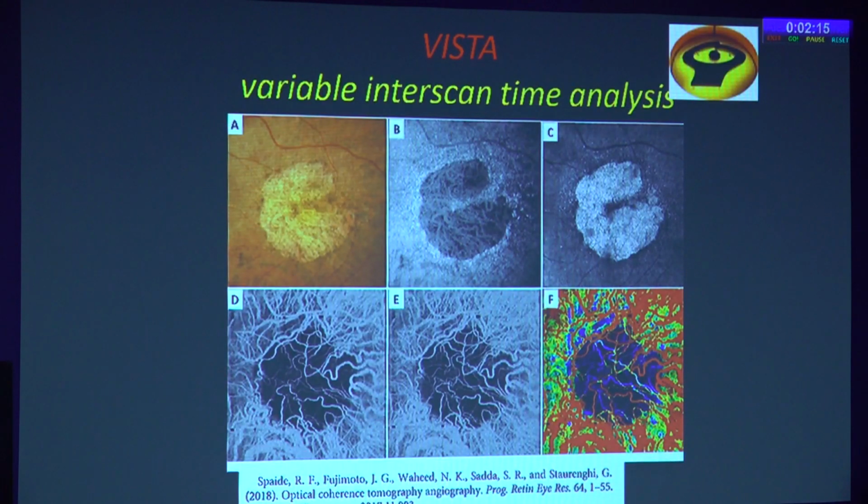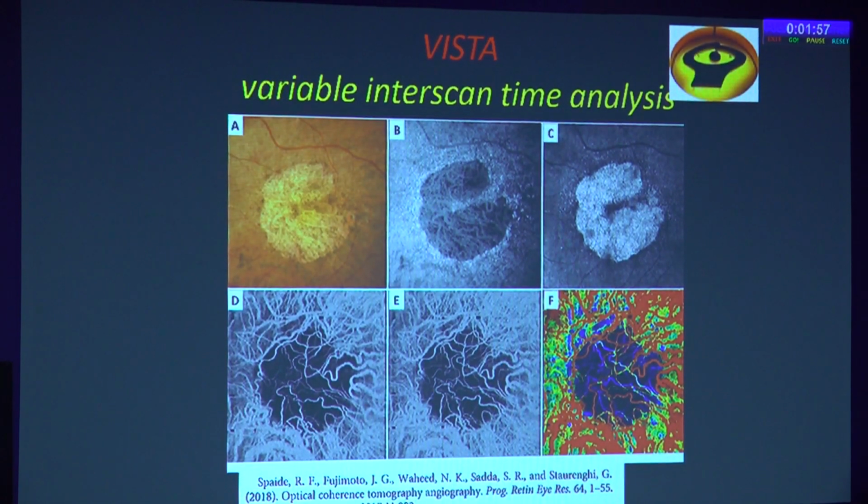Next is the VISTA, called the variable interscan time analysis. This is again a swept source OCT. That is a software algorithm. This is still not available in the market, but this is shown to show the blood flow in the posterior macula. What it does is it takes repeated B scans at 1.5 and 3 millisecond intervals at each point, and with the difference in these flow, it can show the blood flow rate.